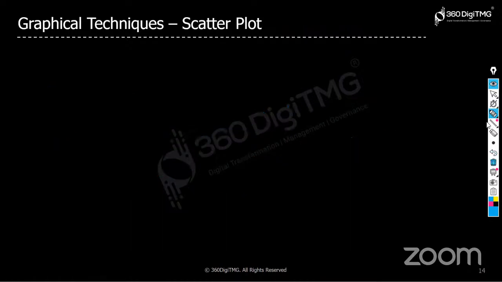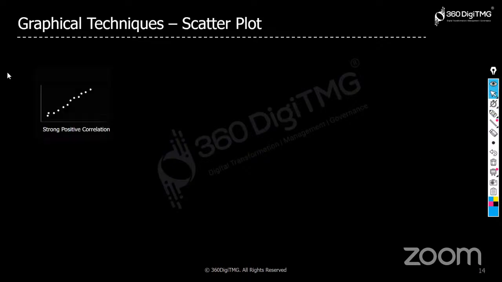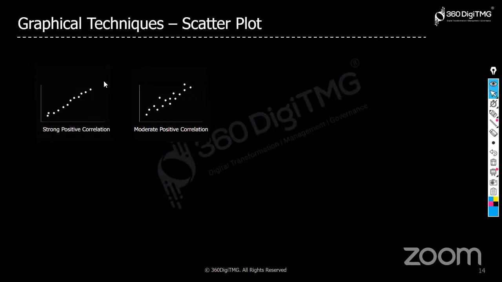So let's see what is present in the slide. Okay, so strong positive correlation. See here, one value is increasing, another value is increasing. This is positive direction and the data points are closer together. So this is strong. And this is also in the form of a straight line. This is called linear. So this is positive direction, strength is strong, and it is linear. And coming to the next one, this is moderate positive correlation. So here one value is increasing.